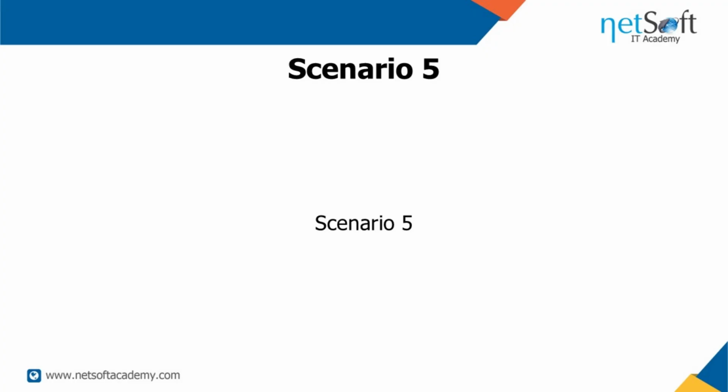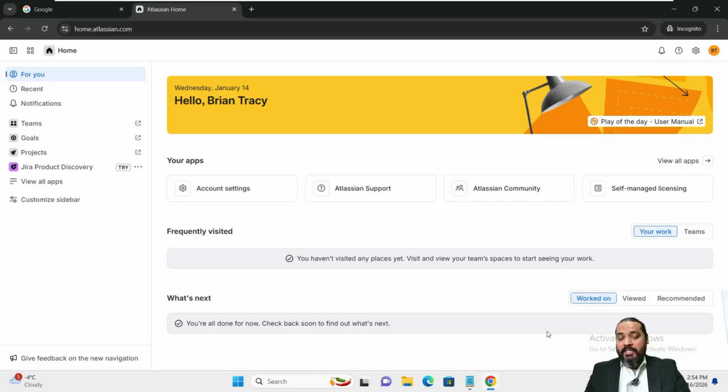Hello and welcome to scenario number 5, Managing Service Request in Jira Service Management. Let's move ahead and perform this scenario. To perform this scenario, we first need to log in as Brian Tracy. So here, if you see, I am logged in as Brian Tracy and this is home.atlassian.